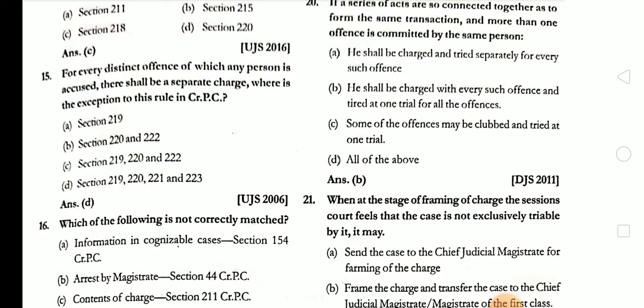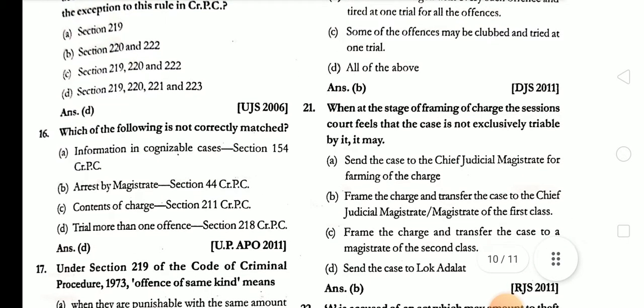Next question, for every distinct offence for which any person is accused, there shall be a separate charge. Where is the exception of this rule? Answer is sections 219, 220, 221 and 223, because these are relating to the joinder of charges, joinder of trial, and joinder of accused in trial. Next question, which of the following is not correctly matched? Answer will be D, contents of charge, and trial of more than one offence, section 218.